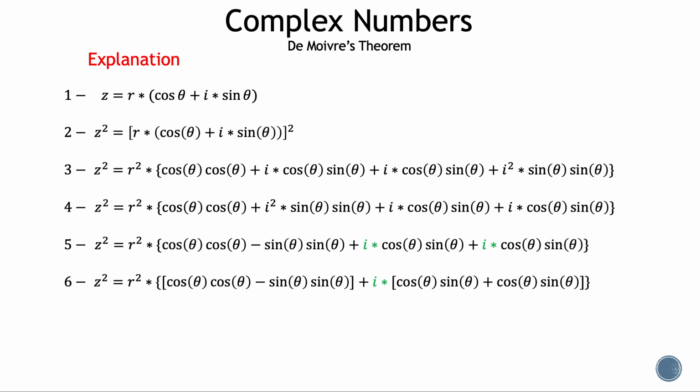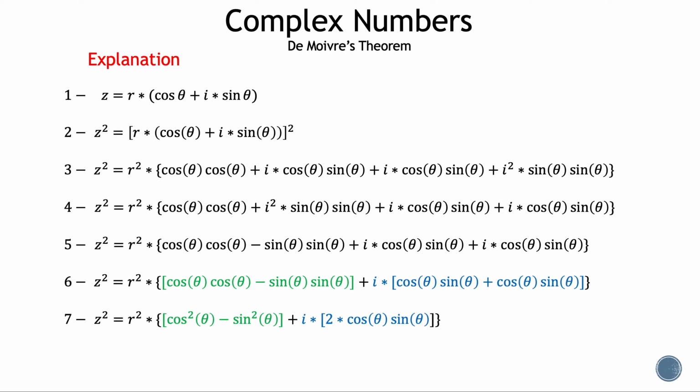Now, let's simplify the a part and b part of our fancy complex number in the curly brackets. So cosine times cosine minus sine times sine becomes cosine squared minus sine squared, and cosine times sine plus cosine times sine becomes 2 times cosine times sine. Right now we have z squared is equal to r squared times the quantity of cosine squared minus sine squared plus i times the quantity of 2 times cosine times sine. So we have one more step before this equation looks like de Moivre's theorem general formula. Do you know what it is?